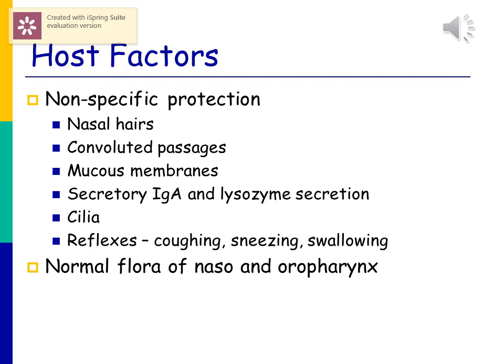We also have our normal flora, our upper respiratory tract normal organisms. So our normal flora of the naso and oropharynx. Just like throughout our entire body, we need our normal flora. Our normal flora is there so that it has functions, and one of the functions is that it suppresses the growth of pathogens that might get into that area.